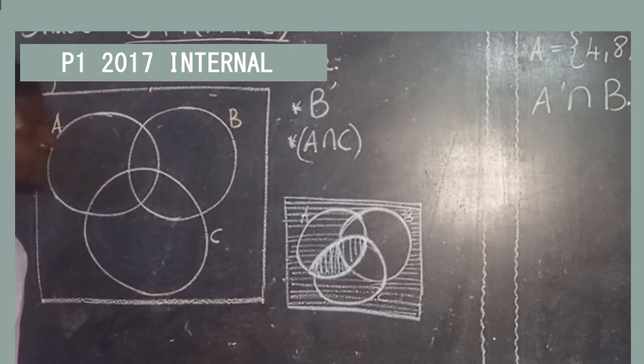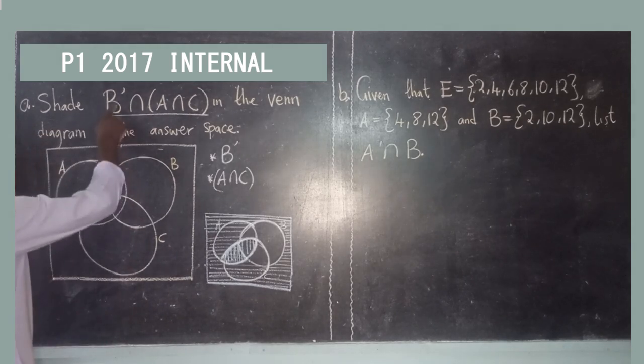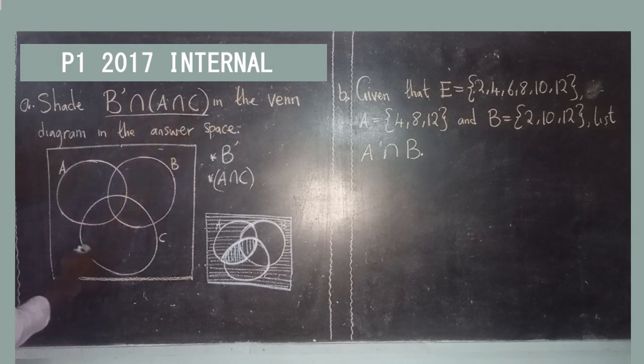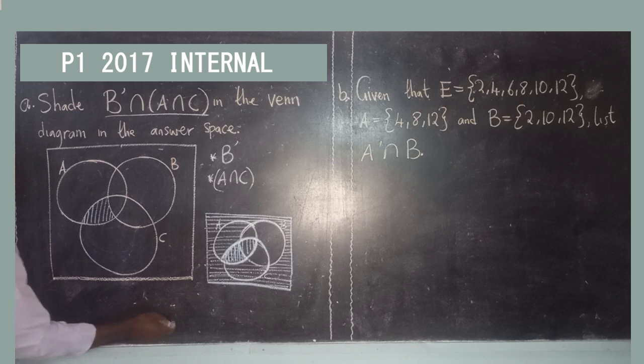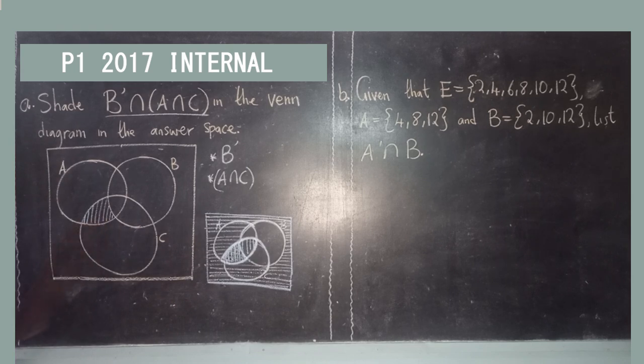This area is what represents B complement intersection A intersection C. So we are going to shade it as well. We only drew that so that we can see how the lines are overlapping, and where the two lines are meeting each other, so that we can bring it in the answer space to indicate our answer, or rather to indicate B complement intersection A intersection C.